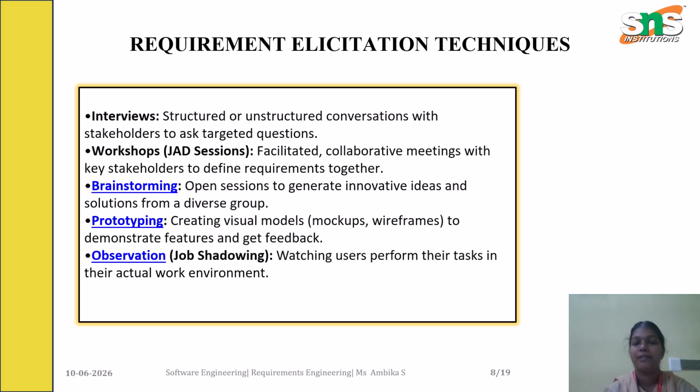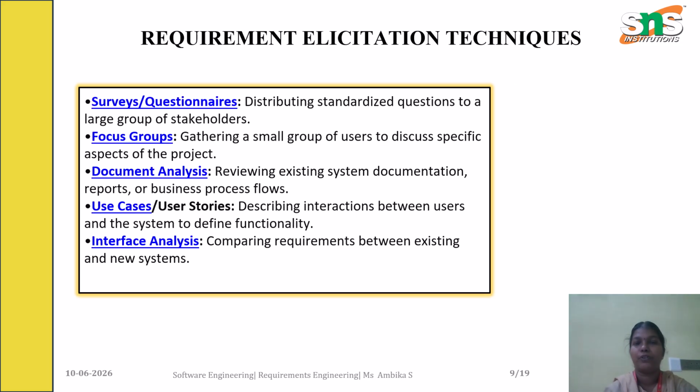Next is observation, which is nothing but job shadowing. Here we can watch how users perform their tasks in the actual work environment. Next are surveys or questionnaires, which can be done with a large group of stakeholders. Next, we can use focus groups, gathering a small group of users so that we can discuss different aspects of the project with them. Next comes document analysis. We can review the existing system documentation as well as the reports along with the business process flows.